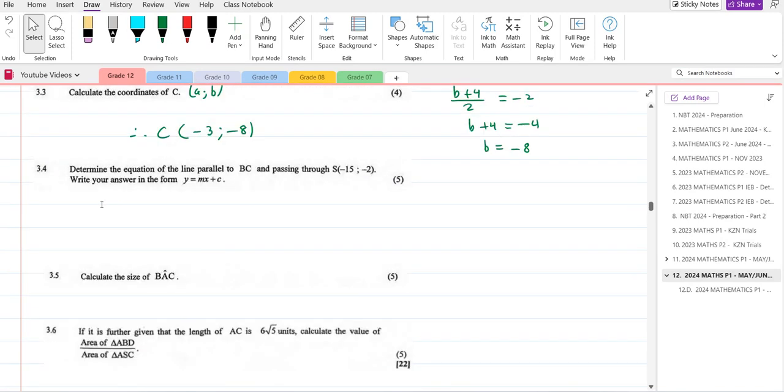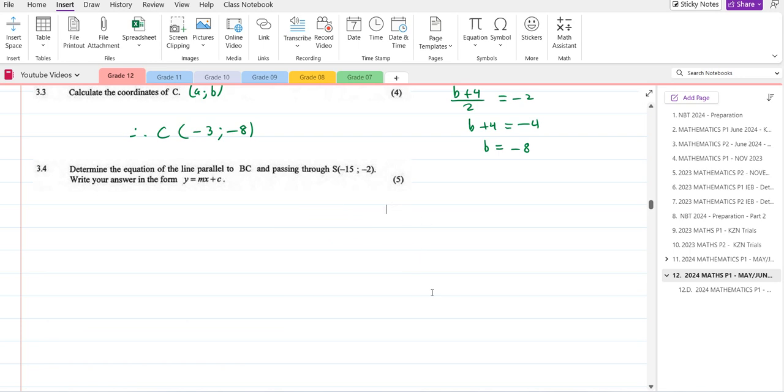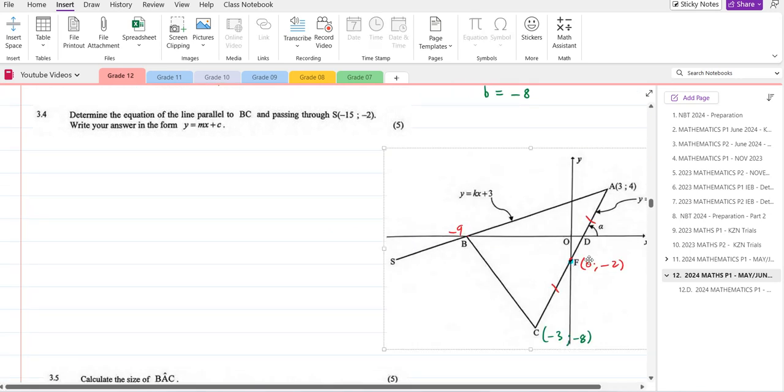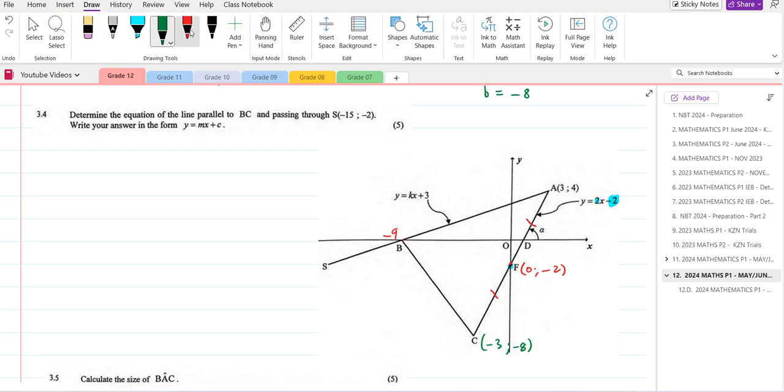Right, so let's understand what this question means, because it's 5 marks. We can't play around with this, right? Determine the equation of the line parallel to BC. It needs to be parallel to line BC and pass through the point S, which is -15 and -2. Remember, what's the point S? Point S is -15 and -2.